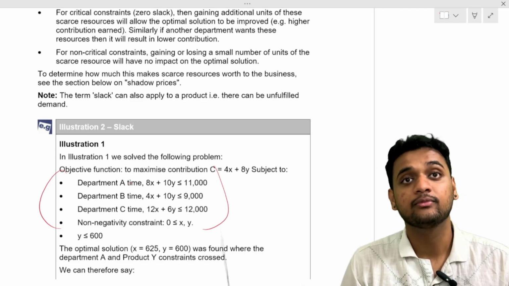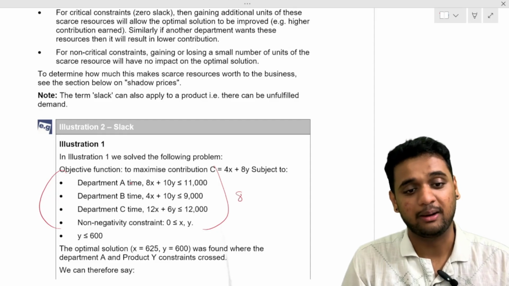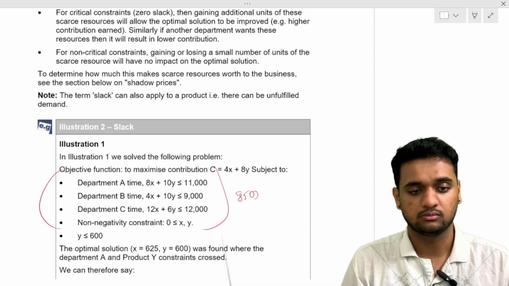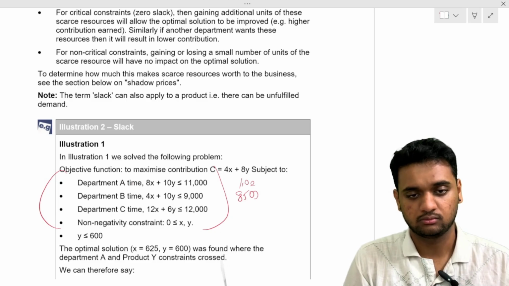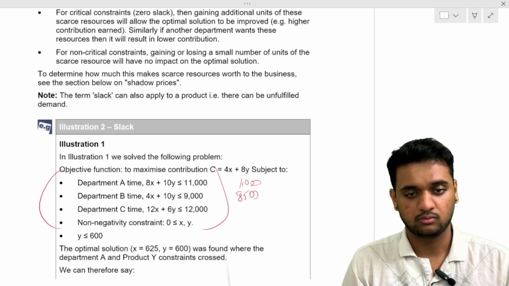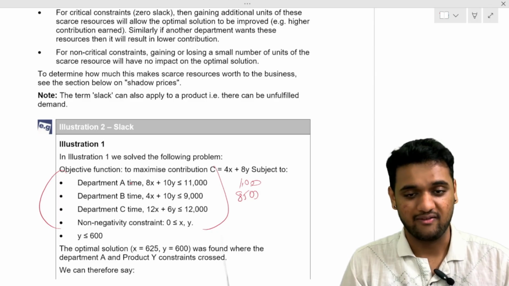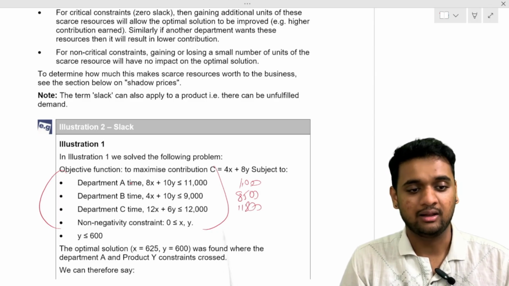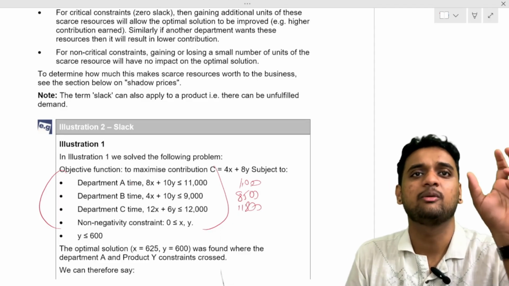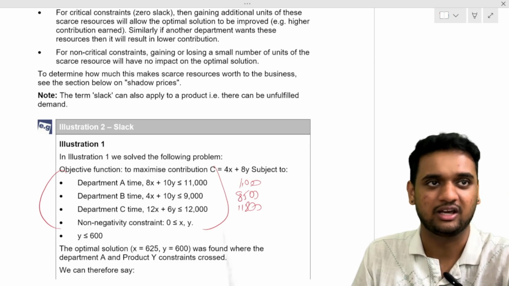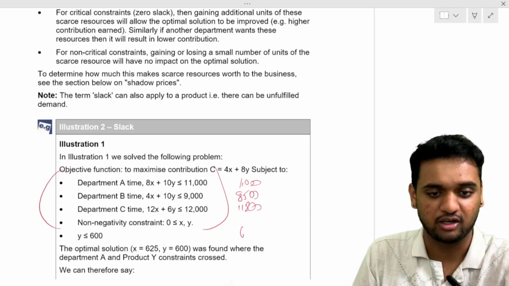How much are you getting? 8,500. Substitute in Department C's equation. Tell. 11,100. And the last one, y is less than or equal to 600. How much are we producing? So y is less than or equal to 600. Currently we are producing 600 of y. That is also correct.